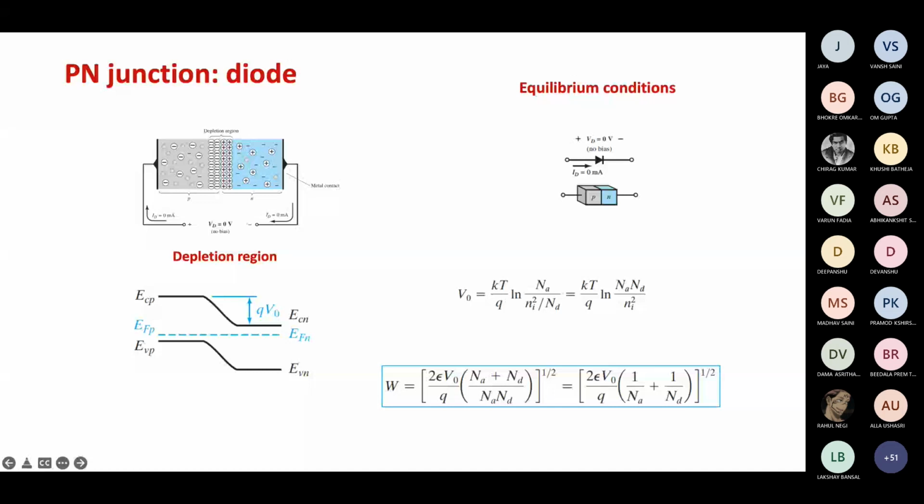Let me use a pen. So this light blue is the Fermi level. Now is it all right? Yes, sir. Yeah. Thank you for pointing this out. If there is any such concern, please let me know in between.